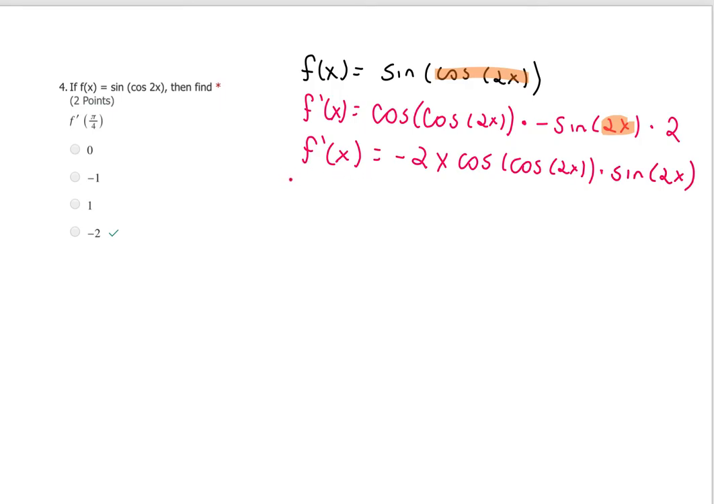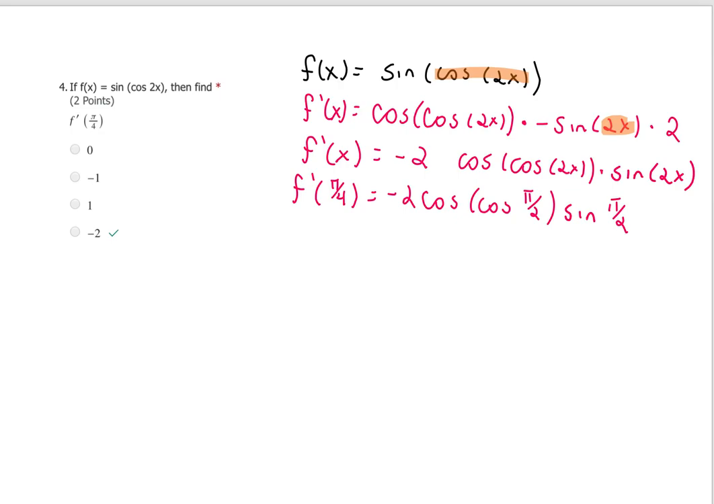Now we just didn't want the derivative of that. We wanted to evaluate it at pi over 4. So that gives us negative 2. Oh, there's no x there. That gives us negative 2 cosine of the cosine. Well, 2 times pi over 4 is pi over 2. And then the sine, again, 2 times pi over 4 is pi over 2.